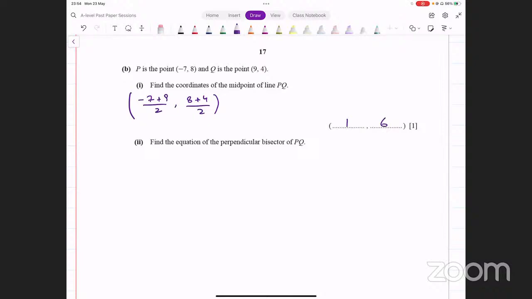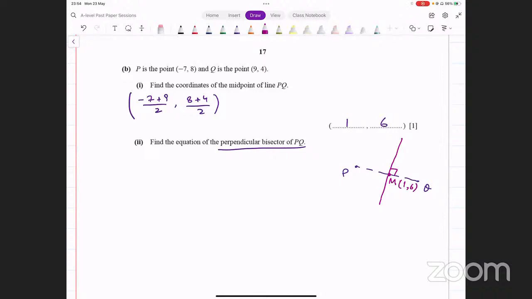Now it says find the equation of the perpendicular bisector of PQ. Perpendicular bisector क्या होता है? अगर आपके पास 2 points हैं, let's say one is point P here and the other is point Q here. Perpendicular bisector is going to be the line that passes through the midpoint of PQ and is perpendicular to PQ. अब midpoint तो आपने निकाल लिया already. Let's call this point M. M के coordinates क्या हैं? 1 और 6. You already have the midpoint.